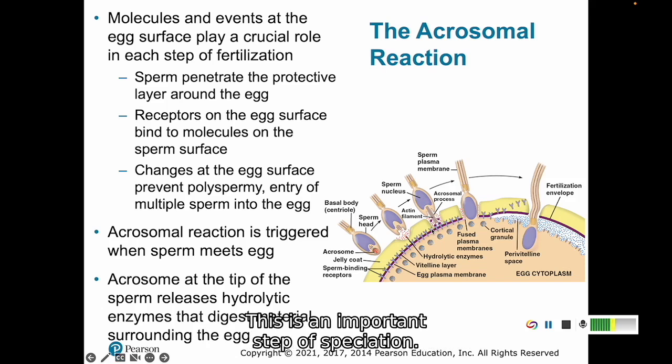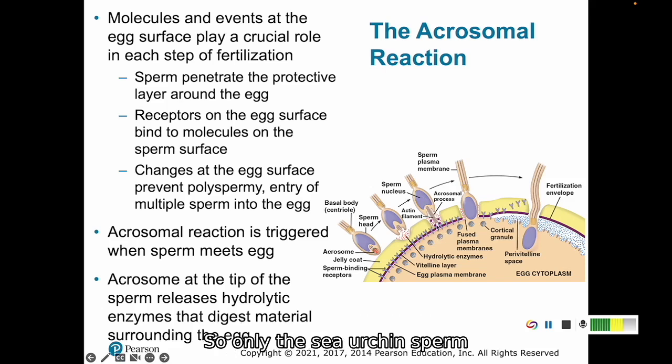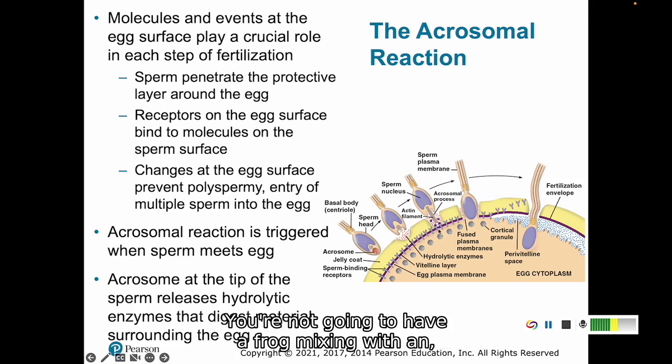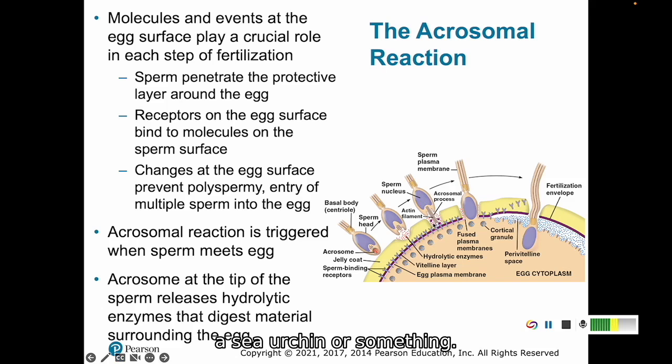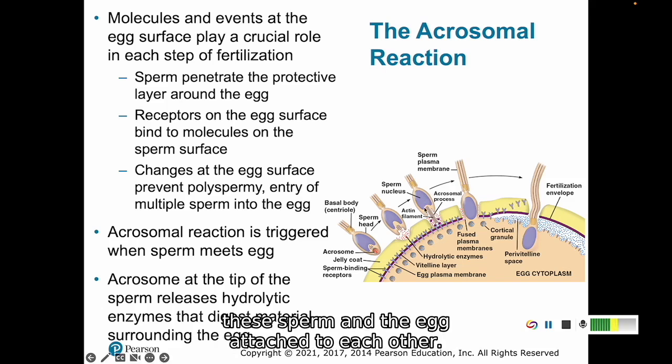This is an important step of speciation. So specific species will have different types of acrosomal processes or sperm binding receptors. So only the sea urchin sperm can bind to the sea urchin egg. You're not going to have a frog mixing with a sea urchin or something. So you now have the sperm and the egg attached to each other.